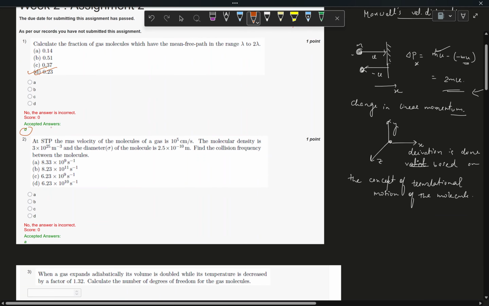Now let us move on to the second question. It says that at STP, which is the standard temperature and pressure, just like NTP and STP are almost the same, you have to take a standard value of temperature and pressure, that is standard in this case.